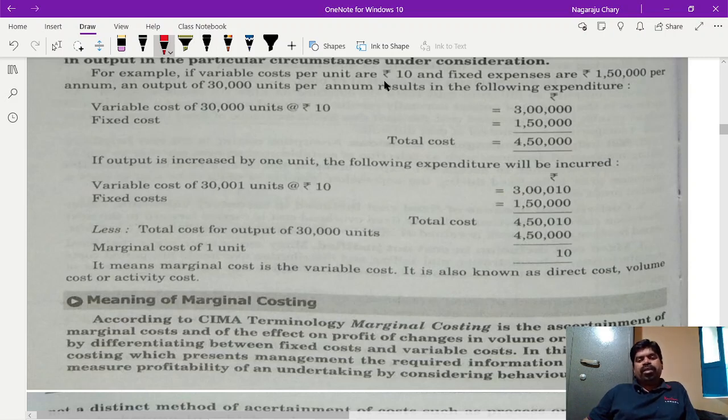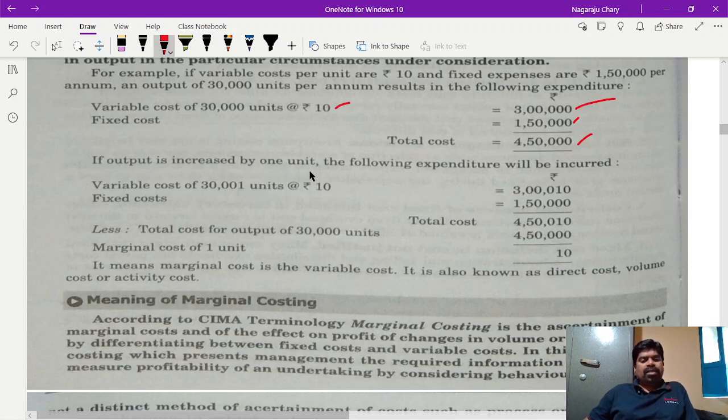Variable cost per unit is 10 rupees and the fixed expenses are 1,50,000 per annum, and output of 30,000 units per annum results in the following expenditure. So variable cost: 30,000 units times 10 rupees, that is 3 lakhs. Fixed cost is 1,50,000. So now the total cost is 4,50,000.